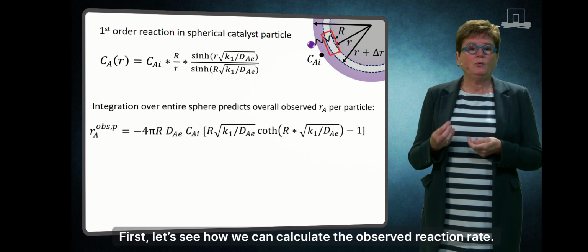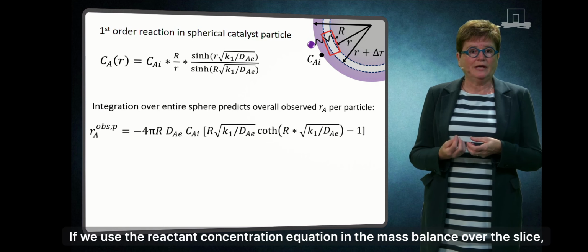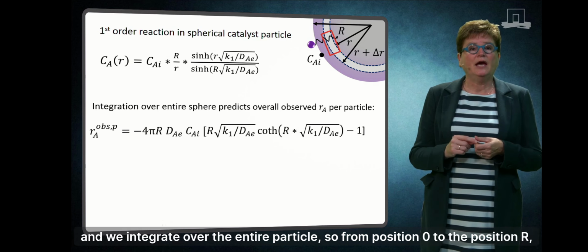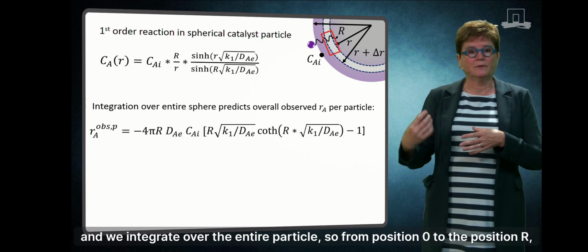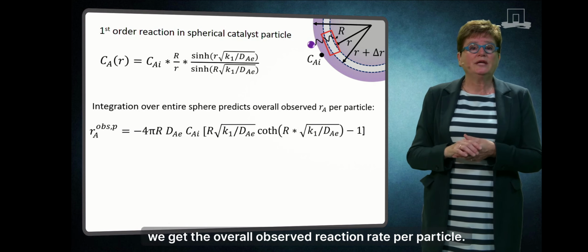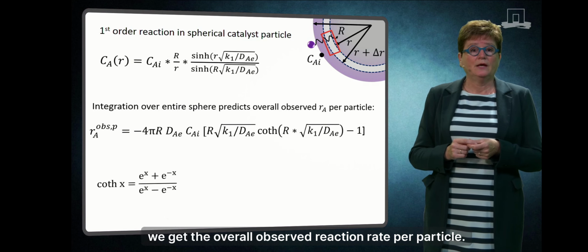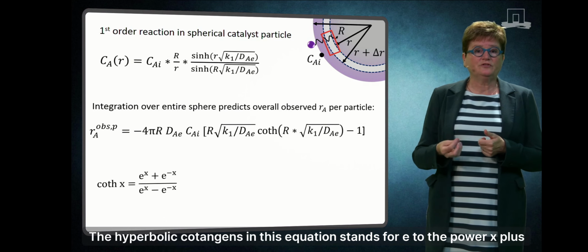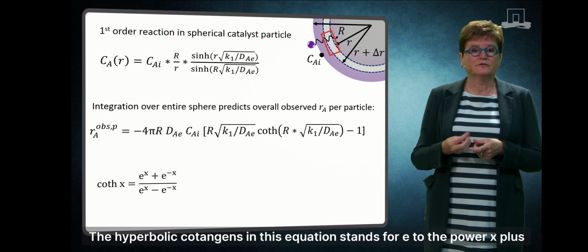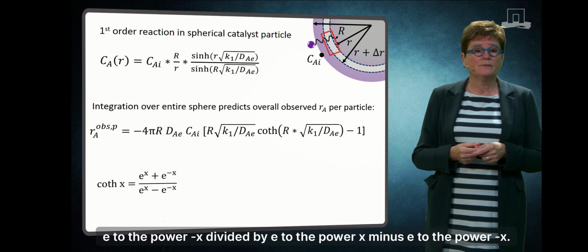First, let's see how we can calculate the observed reaction rate. If we use the reactant concentration equation in the mass balance over the slice, and we integrate over the entire particle, so from position 0 to position R, we get the overall observed reaction rate per particle. The hyperbolic cotangent in this equation stands for e to the power x plus e to the power minus x, divided by e to the power x minus e to the power minus x.